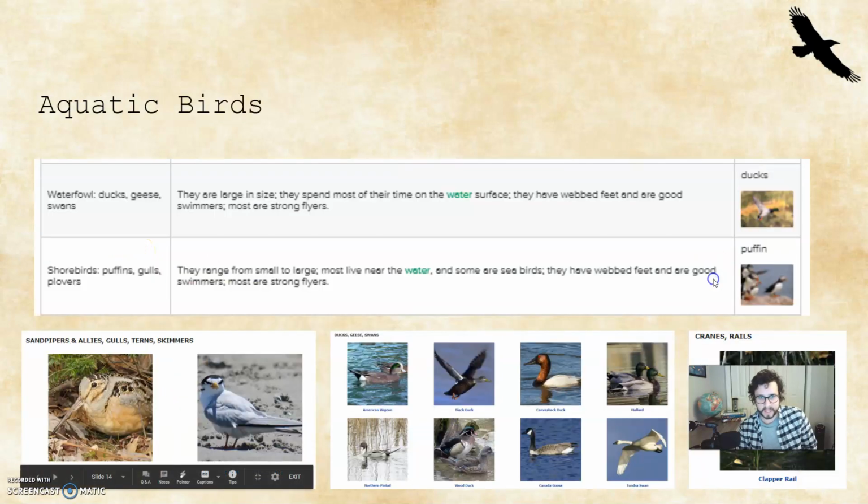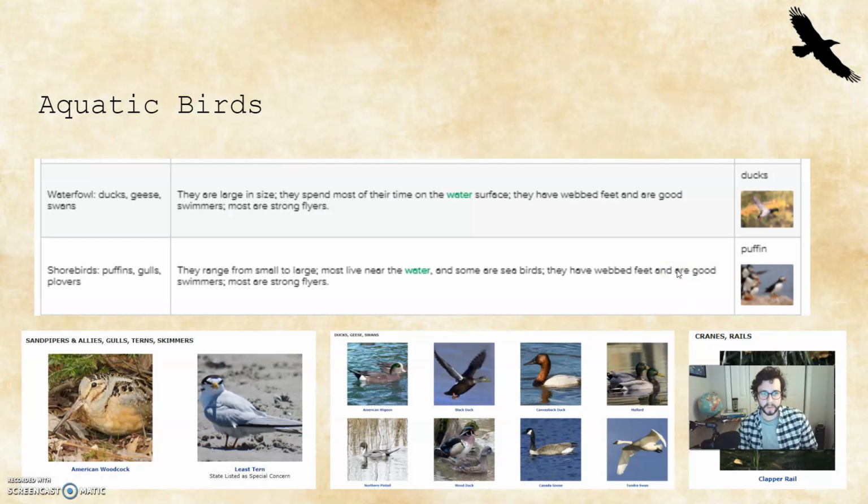Wild turkey, for example. There's a lot of aquatic birds too. Waterfowl specifically would be like ducks, geese, and swans. They have the webbed feet. And then there are also shorebirds. Now, some of them have webbed feet, and some of them have really long feet that aren't webbed, but are good for creating that surface area.